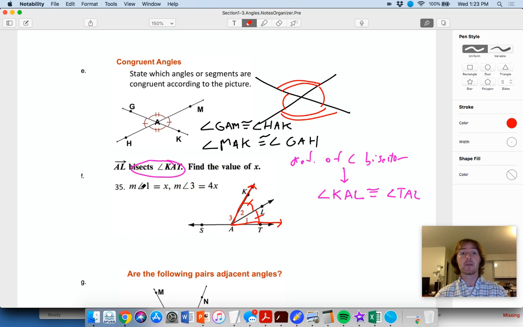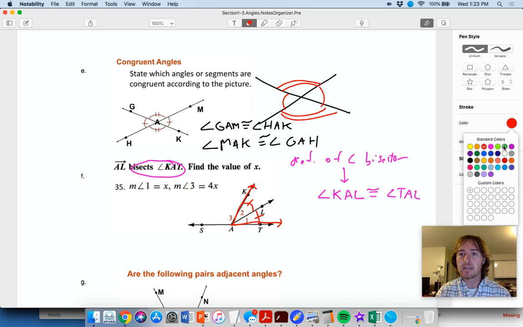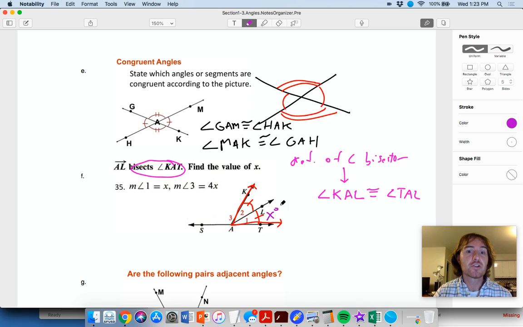Okay, so let's look at the problem here. We're also given that the measure of angle 1 equals x, so this is x degrees right here. And the measure of angle 3 is 4x degrees right here. Interesting. So the question is, on a problem like this, how can I figure out the angle measure of x? Because we're not given any numbers in this problem.